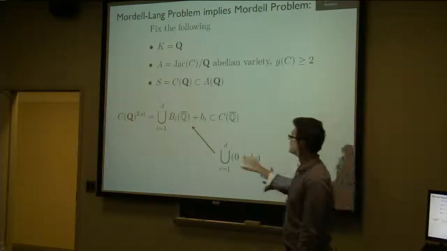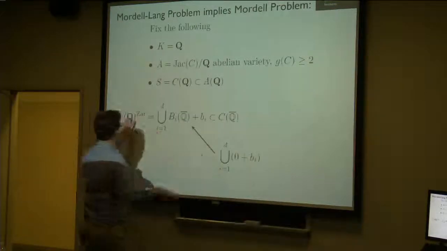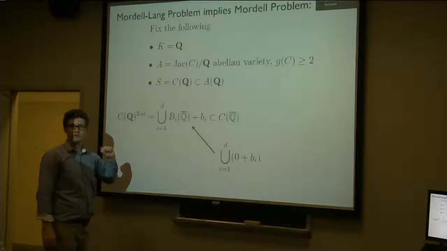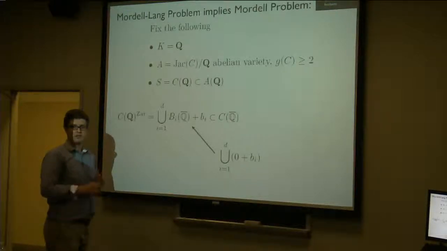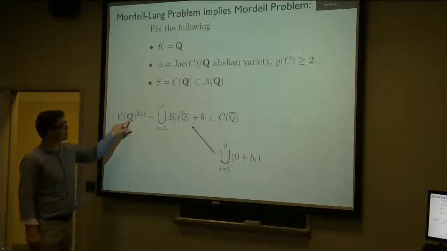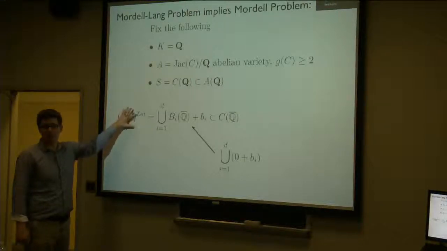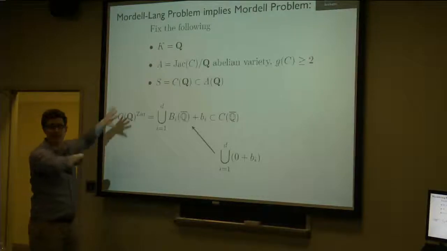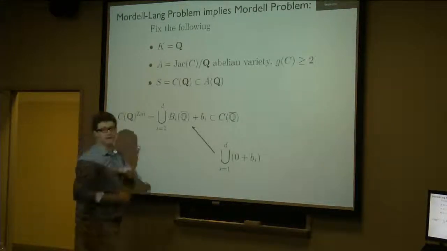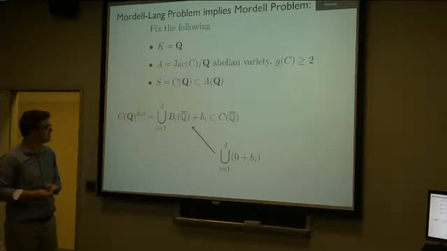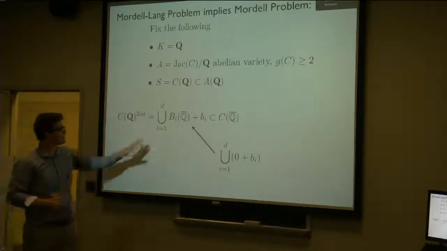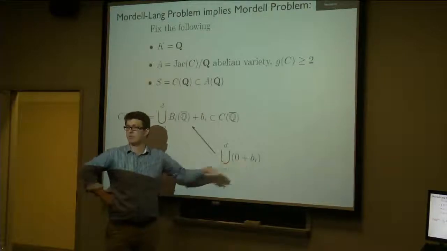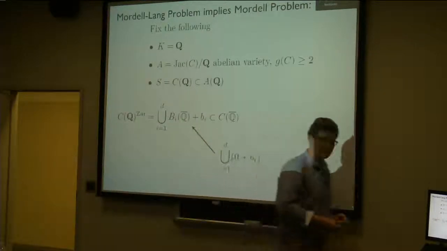Why is B_i translated by an abelian subvariety contained in C of Q bar? So this was the definition. You don't really mean to say it's all contained in C of Q, but in C of Q bar. It definitely is, because here you take the Zariski closure of this, and they're equal, right? They're equal. So that's that. And so this is just a finite union of points from this perspective.